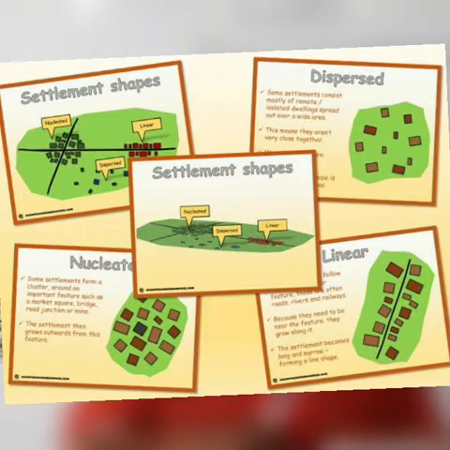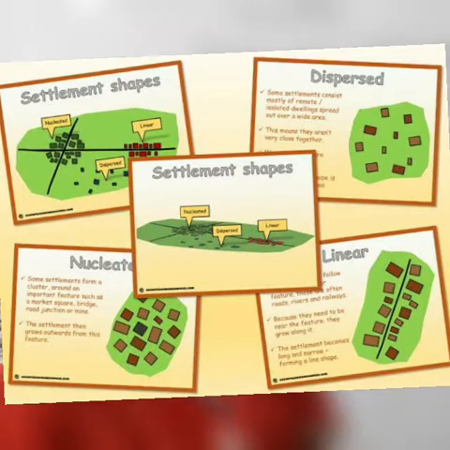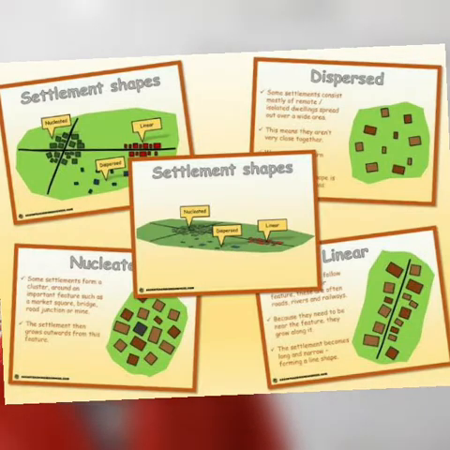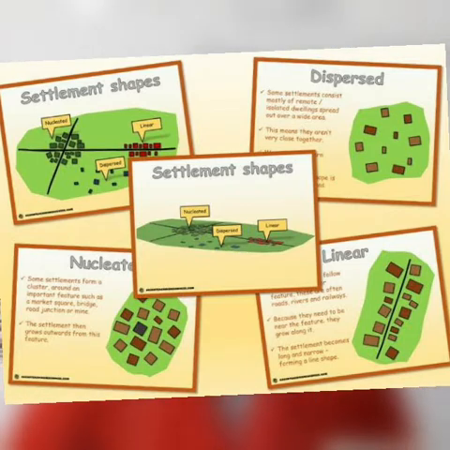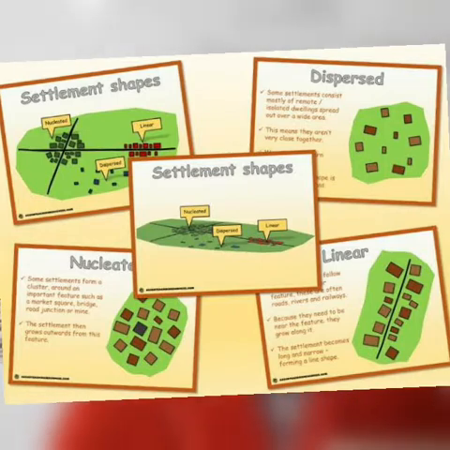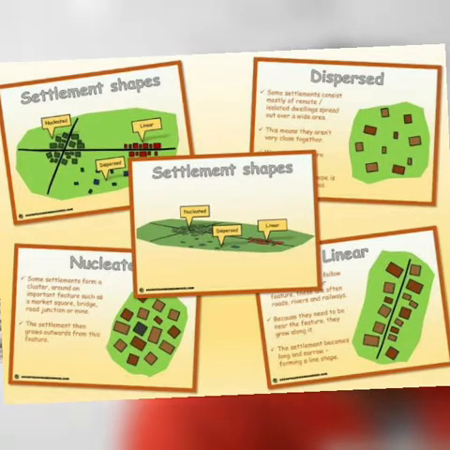Listen. Now, types of settlements. There are three types of settlement: nucleated settlement, linear settlement, and scattered settlement. What is the first type of settlement? Nucleated settlement. What is a nucleated settlement? For example, in a nucleated settlement, buildings and huts are in a compact cluster.